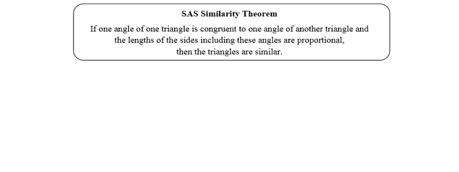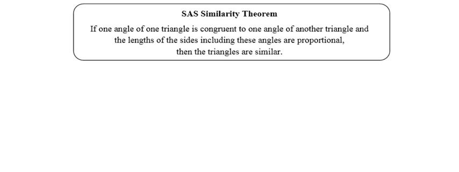This video is intended to introduce you to the side-angle-side similarity theorem and teach you how to use it in proofs. Let's first take a look at what this theorem says. It says if you have one angle in one triangle congruent to a second angle in another triangle, and the lengths of the sides that include these angles are in proportion, then the two triangles are similar.